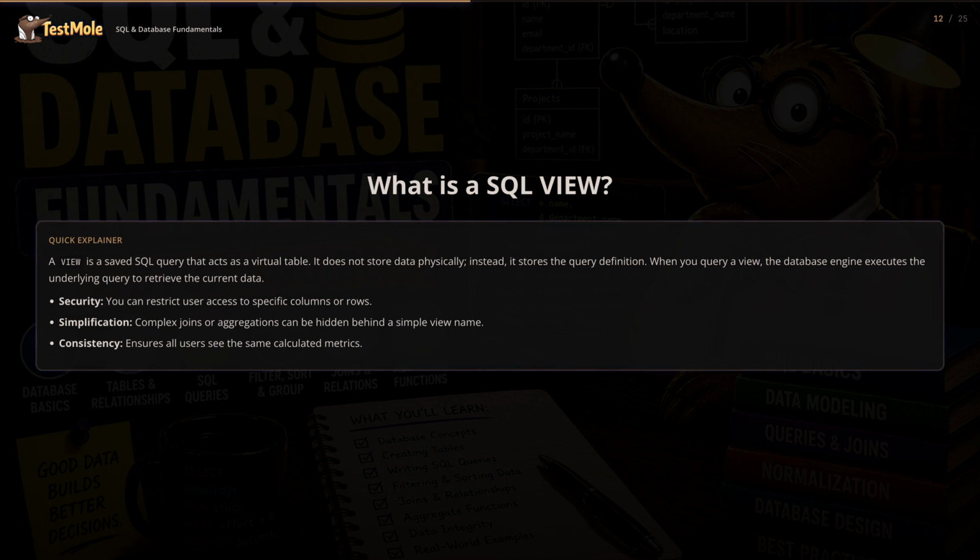Security: you can restrict user access to specific columns or rows. Simplification: complex joins or aggregations can be hidden behind a simple view name. Consistency: ensures all users see the same calculated metrics.